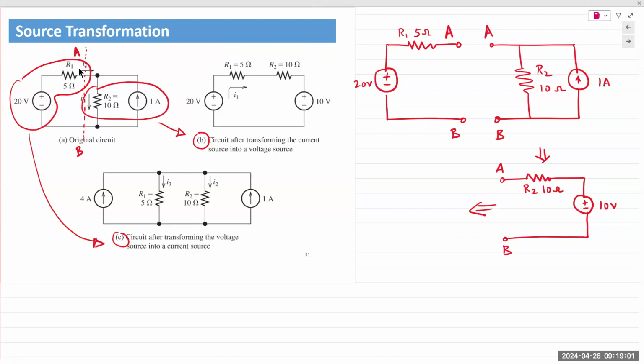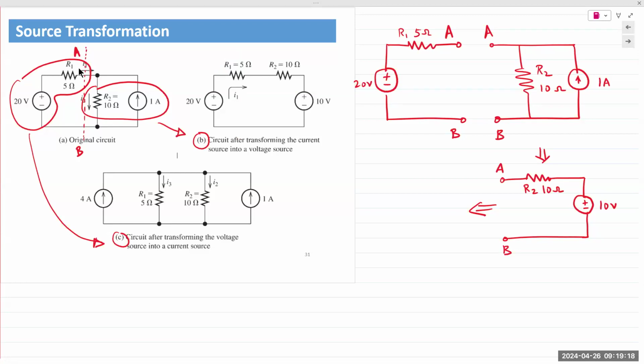Yes, go ahead. Why when you convert it to a voltage source, do the resistors go into series? When you convert it to a current source, they go into parallel. So representation, that's a good question.